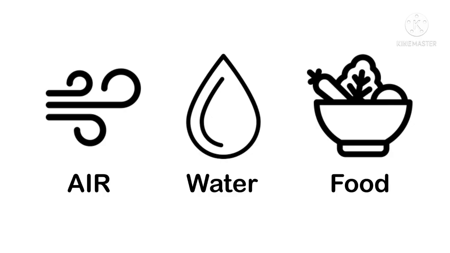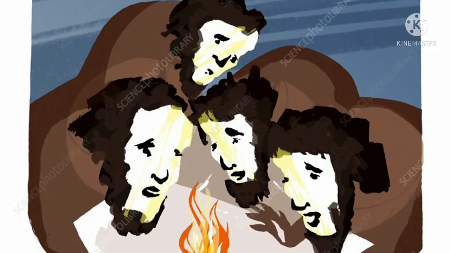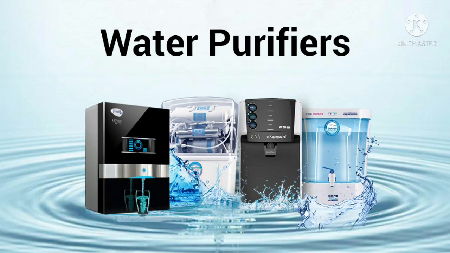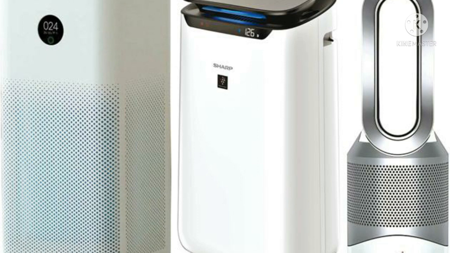Guys, we as a living species, for us to stay alive, we need three necessary things, which are food, water, and air. So, guys, from the beginning of our existence, we started consuming these three things in a raw form. Then, after few years, we invented fire and we started processing our food. Then, after millions of years, we invented water purifiers and we started processing our water. Then, guys, recently, few years back, we invented air purifiers also.